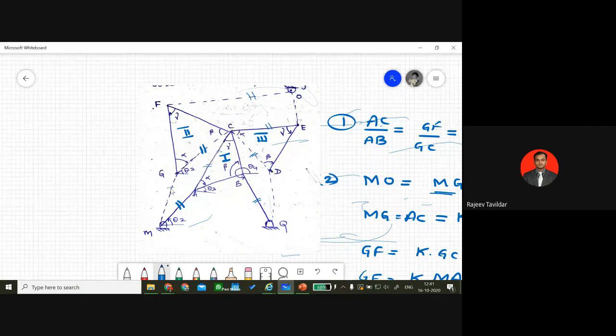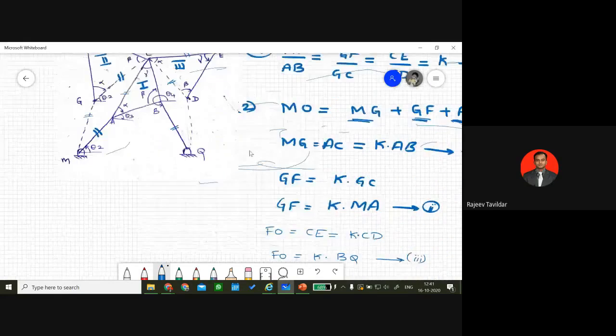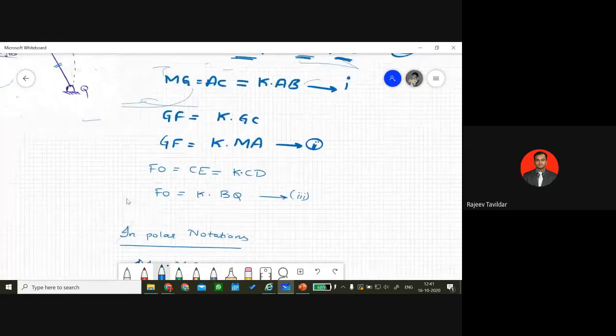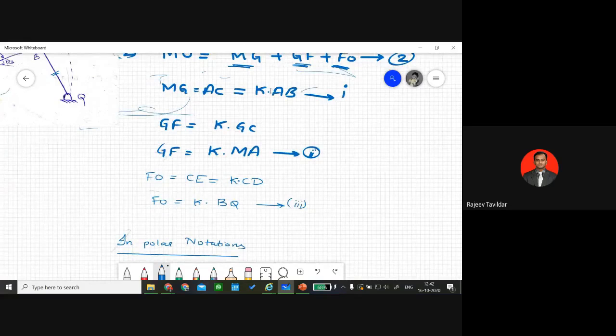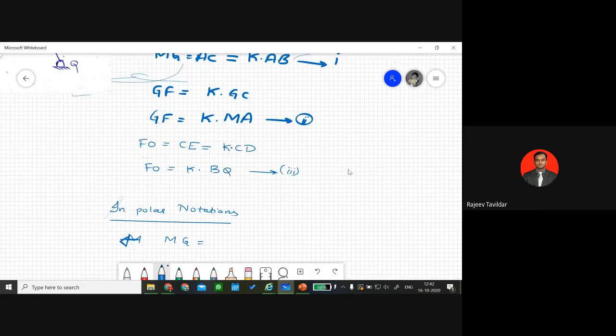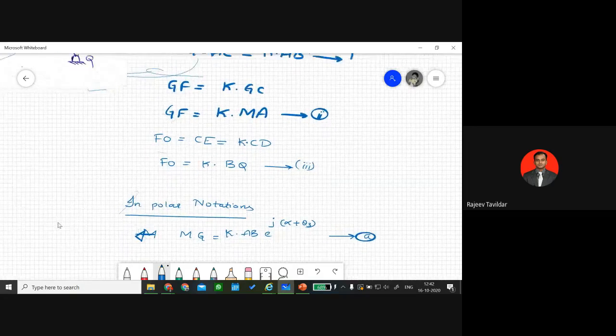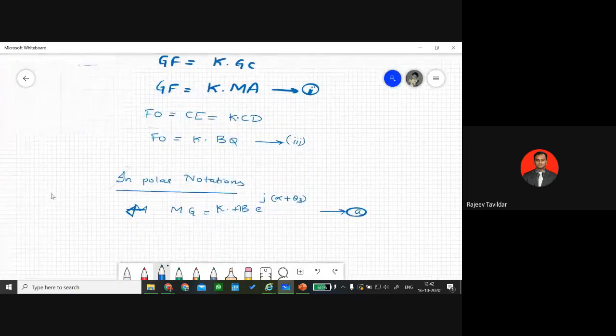And what is the angle or orientation of AC with respect to horizontal? Alpha plus theta 3. Right? So whatever I had, this K into AB component is making an orientation of alpha plus theta 3. So in polar notation, I'm going to write it as K into AB e raised to j alpha plus theta 3. Okay, I'll write this as equation number A. So MG is over.